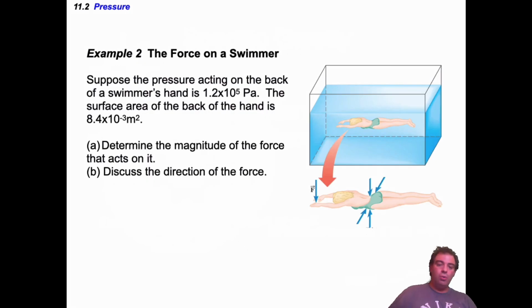So let's solve the following problem. The force on a swimmer. Suppose the pressure acting on the back of a swimmer's hand is 1.2 times 10 to the 5th pascals. The surface area of the back of the hand is 8.4 times 10 to the negative 3 meters squared. They're asking us, part A, to determine the magnitude of the force that acts on it. So they're giving us the pressure and the area and asking for force.